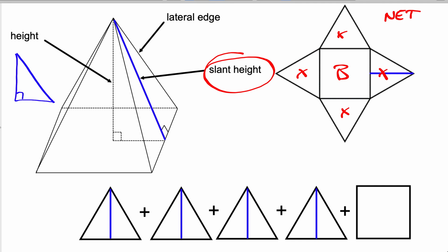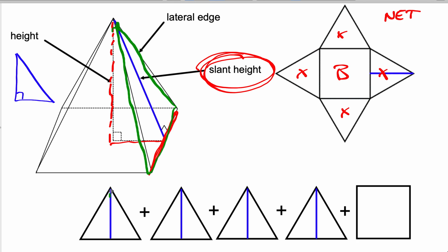Okay, and if you drop from the apex to the base, you drop that height down, and you have a slant height which bisects the side right here. You can actually create this right triangle, and the slant height can be found by using the Pythagorean theorem. So if you focus on this right here, that's what each of these would be.